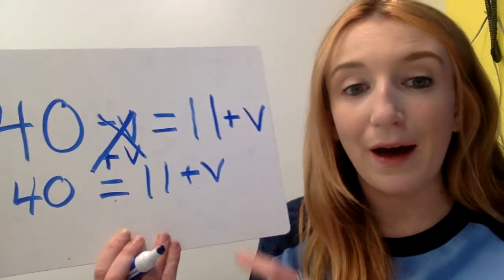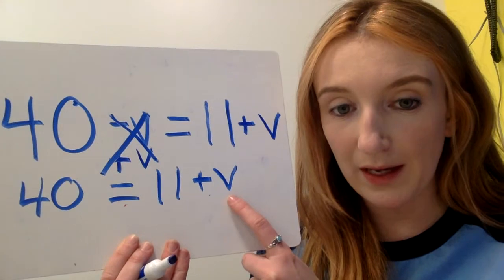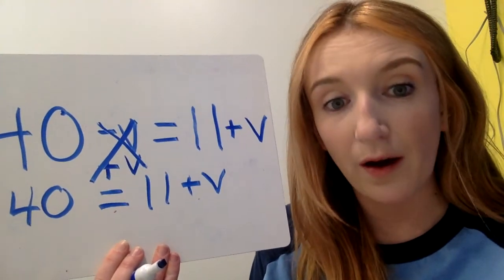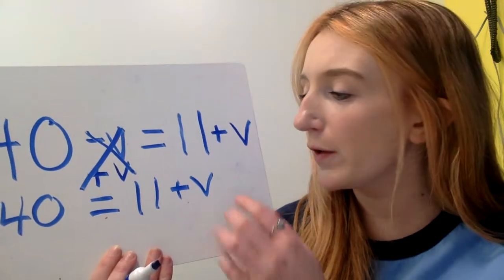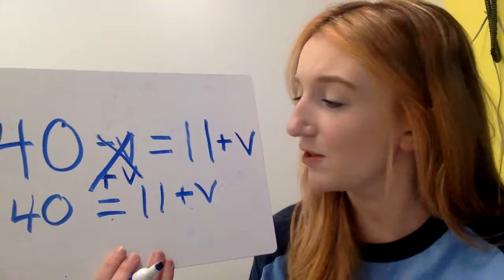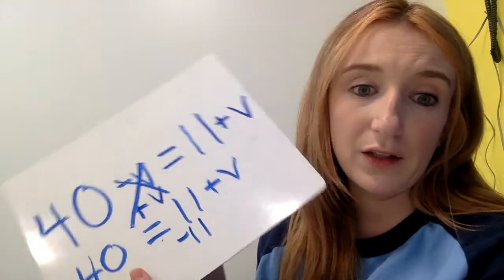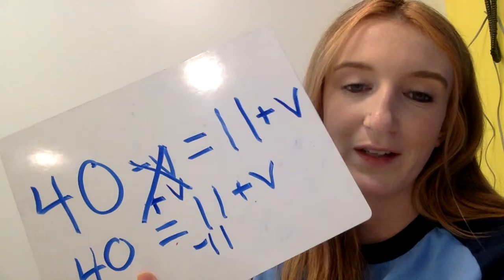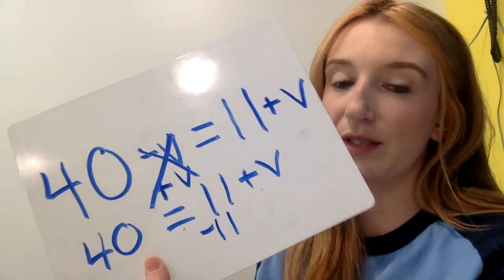And now I can isolate this variable, so I can get it to be all by itself to figure out what the value of v is. So in order to get this all by itself over here, I need to get rid of the 11. So I'm going to subtract 11. So I have 11 minus 11. I know that if I have positive 11 minus 11, it's going to cancel out and equal 0. So I can cross those out.